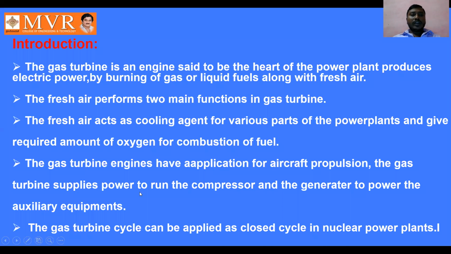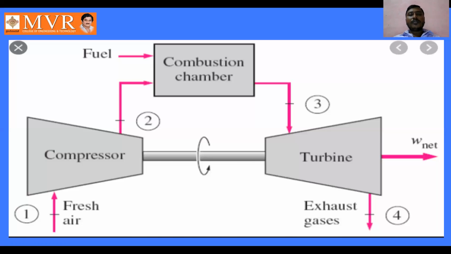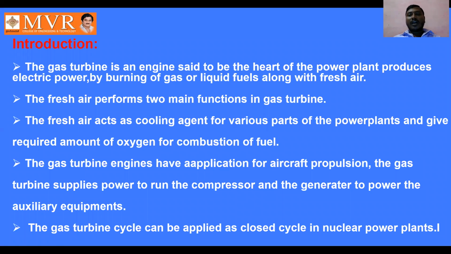Coming to the introduction of the gas turbine plant. The gas turbine is an engine said to be the heart of the power plant, which produces electric power. For generating electric power, we use this type of gas turbine, by burning gas or liquid fuels along with fresh air. By using the fresh air along with fuels, we burn and generate the electric power here.